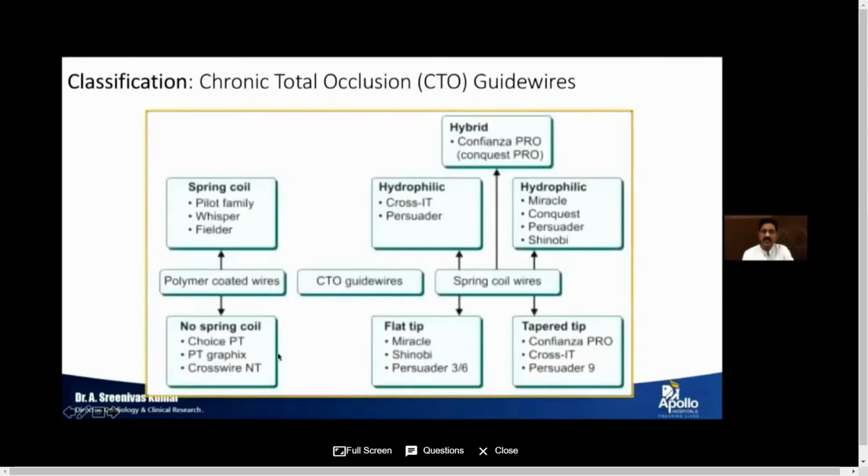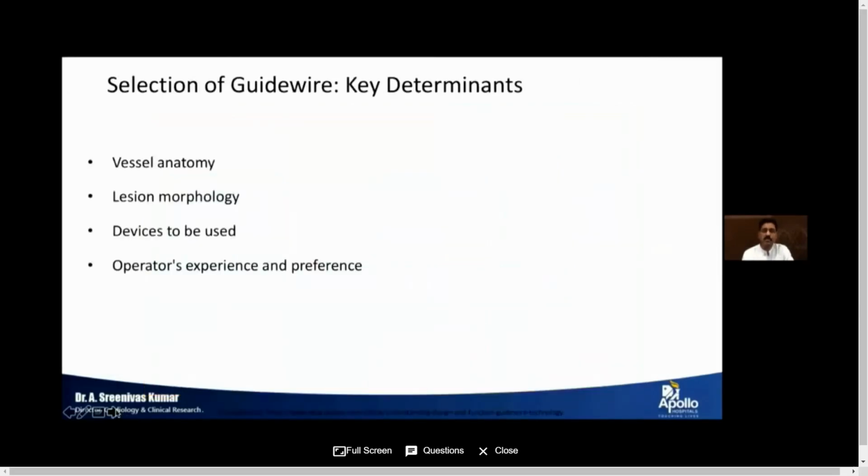So these are the various types of CTO specialty wires. For sake of time, I can't go into details of it. What I would mention is probably Confianza or Conquest Pro, all those types of wires which are very stiff are to be used with extreme caution. Beginners can start with Gaia type of wires and gradually go into more wires which are comfortable. So depending upon what type of anatomy you're facing, what is the lesion morphology and what are the devices to be used, we select the wires.